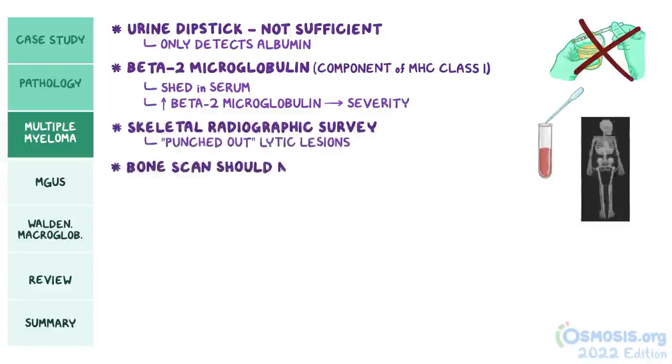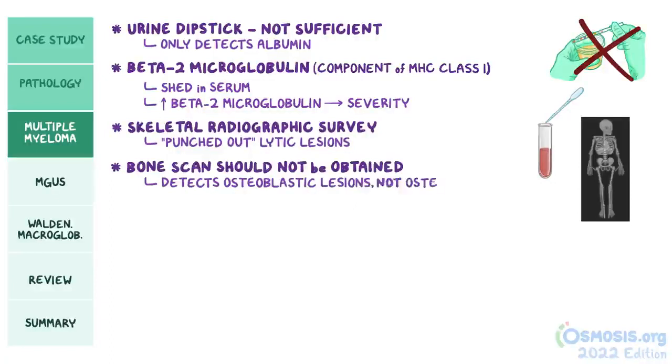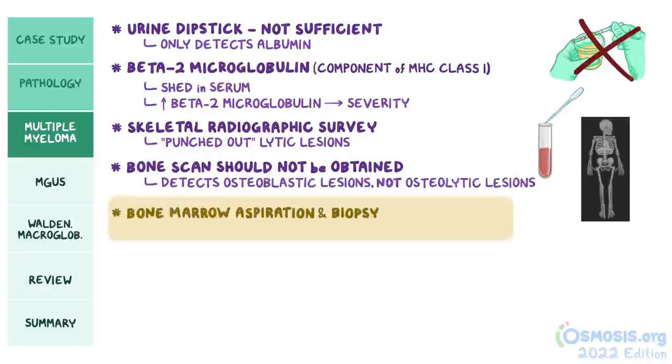A bone scan should not be obtained, as it only detects osteoblastic lesions, not osteolytic lesions. Finally, another high-yield fact is that a bone marrow aspiration and biopsy must be obtained to look for more than 10% plasma cells which infiltrate into the bone marrow.